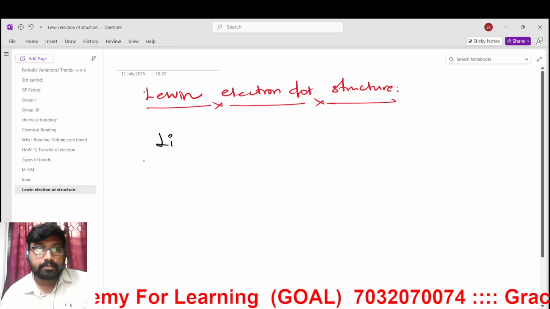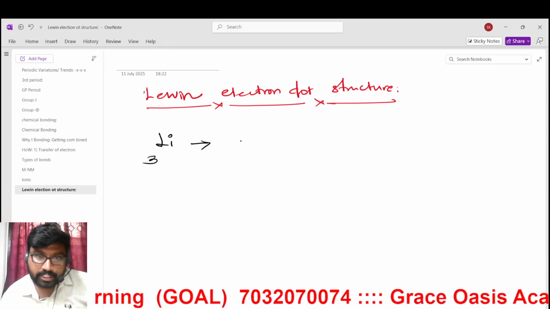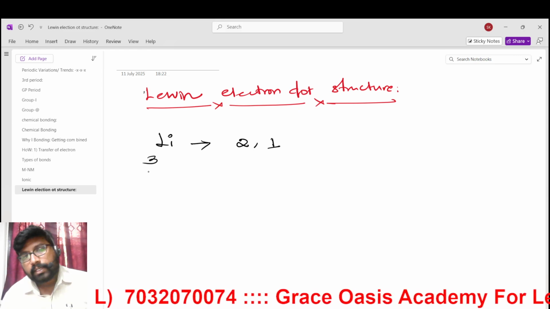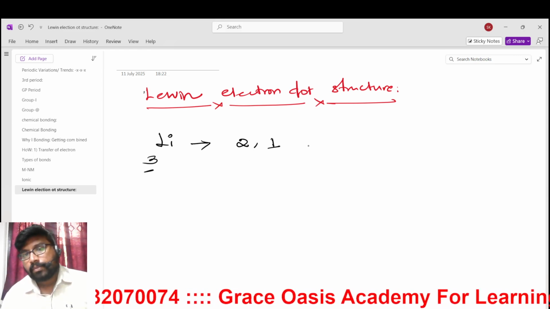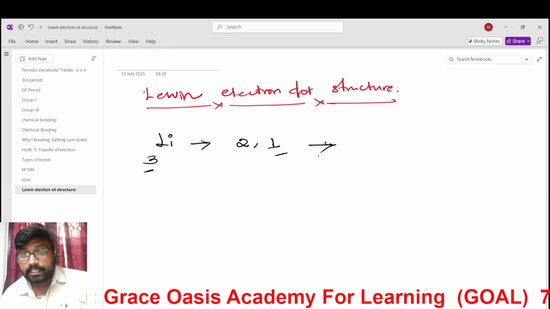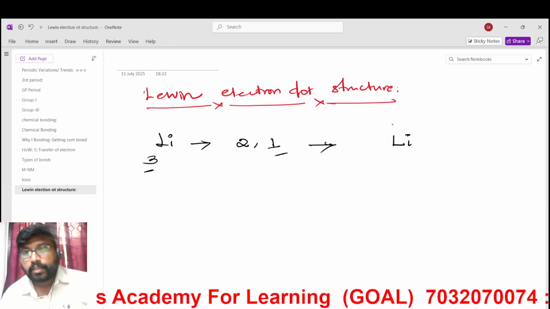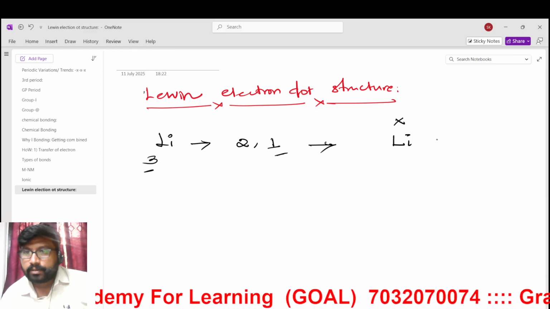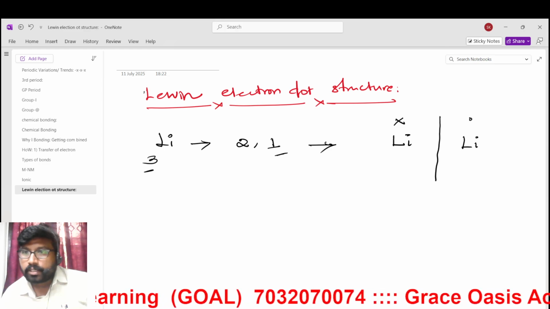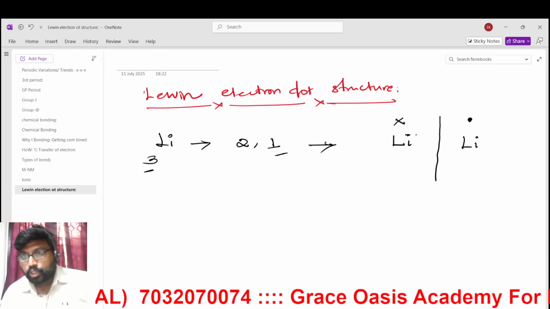For example, lithium, we have 3. What is the electronic configuration? 2, 1, since the atomic number is 3. How many electrons are there in the valence shell? So for lithium, you can write it as 1. Either you can represent it with a cross or you can represent it with a dot. But you cannot use both in one structure.